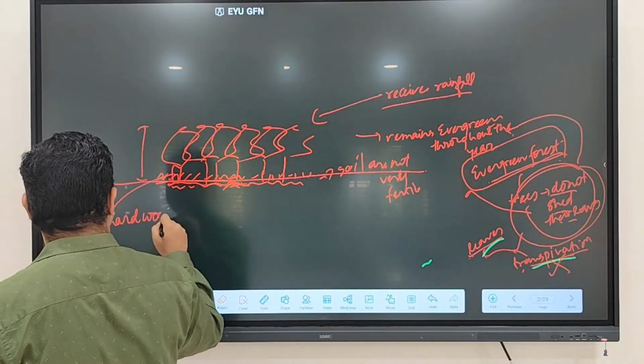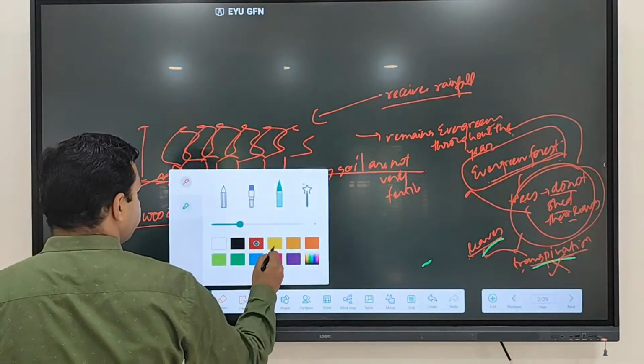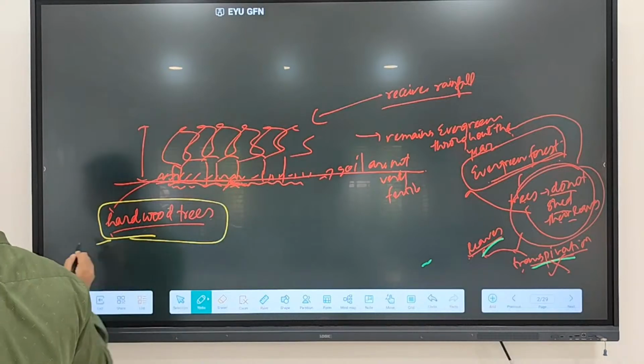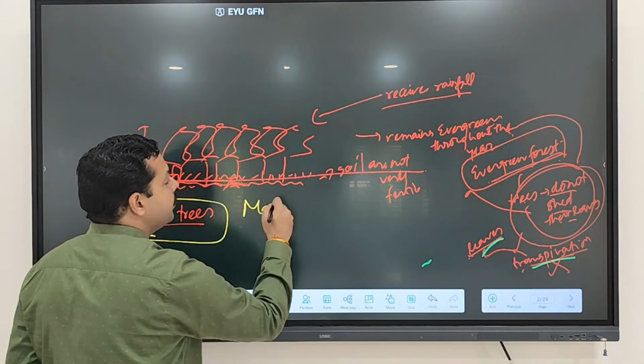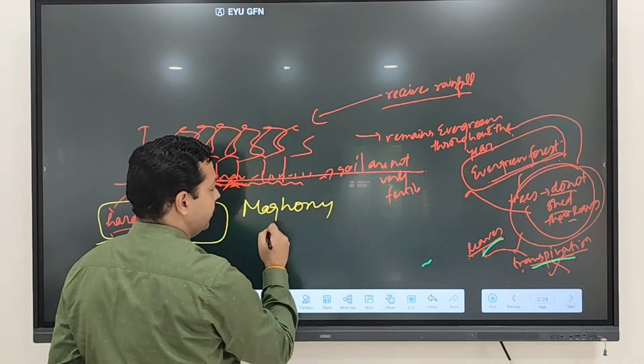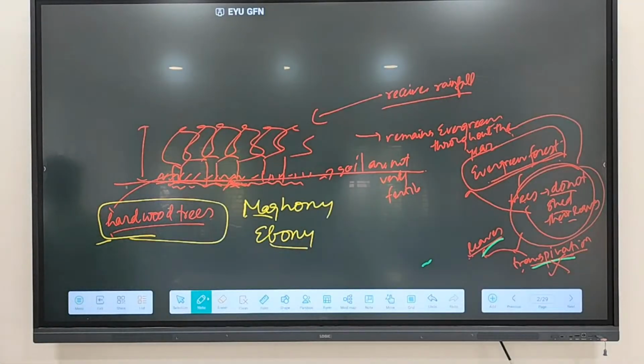Which type of trees are you generally going to find? Hardwood trees, like mahogany and ebony. Hardwood trees you are going to find in this region. Clear?